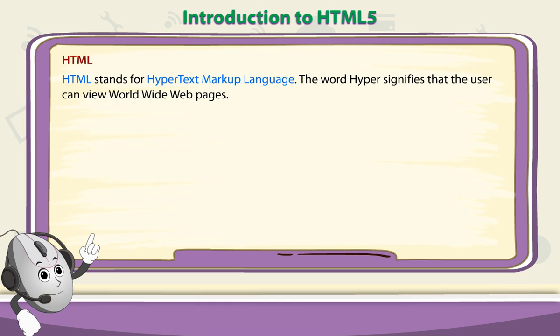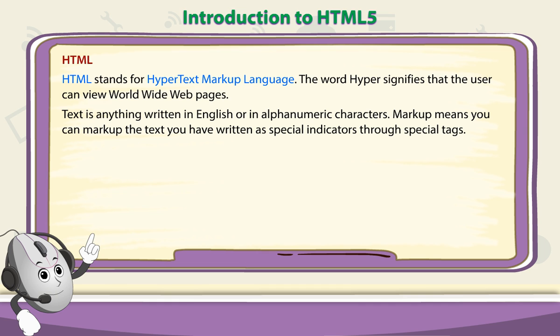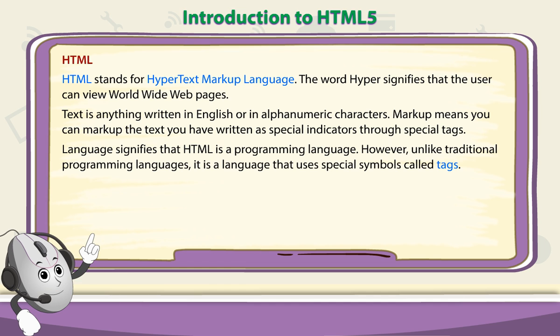The word hyper signifies that the user can view World Wide Web pages. Text is anything written in English or in alphanumeric characters. Markup means you can mark up the text you have written as special indicators through special tags. Language signifies that HTML is a programming language.